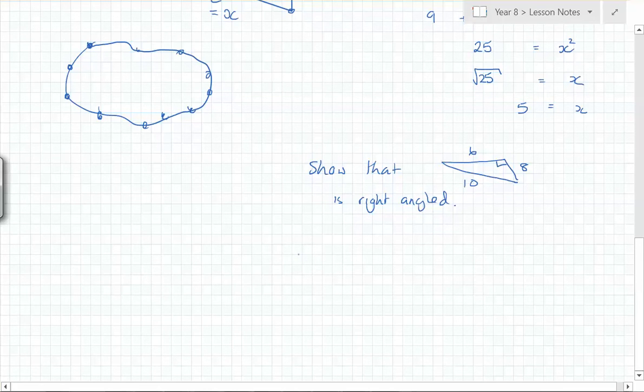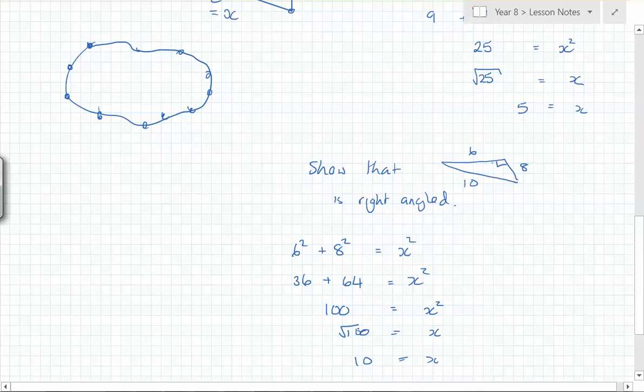So 6 squared plus 8 squared is equal to x squared, and then 36 plus 64 is equal to x squared, and then 100 is equal to x squared, and then the square root of 100 is equal to x. So x equals 10. Because you've shown that, if we had an answer down here that was not the same as 10, then we'd know it wasn't a right angle. If it doesn't work in Pythagoras' theorem, we don't have a right-angled triangle.